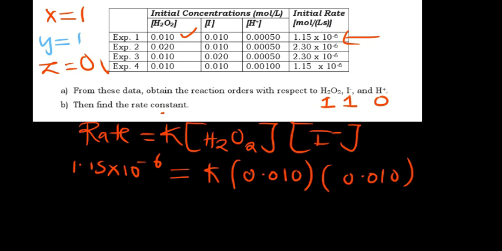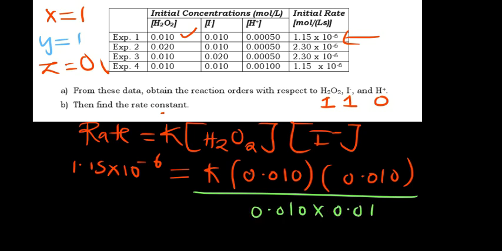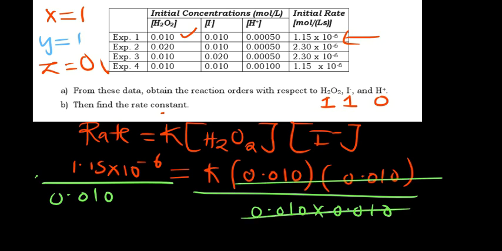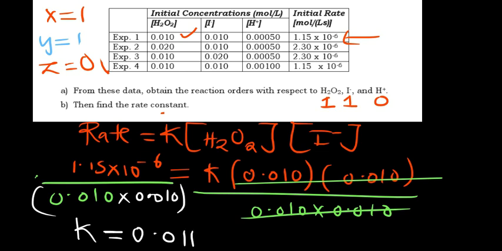So we can divide by the product of the two on both sides. So 0.010 times 0.010. Okay, so that will divide. So 0.010. So multiply what's on the bottom, divide that into what's on top. Our value of K becomes 0.0115.